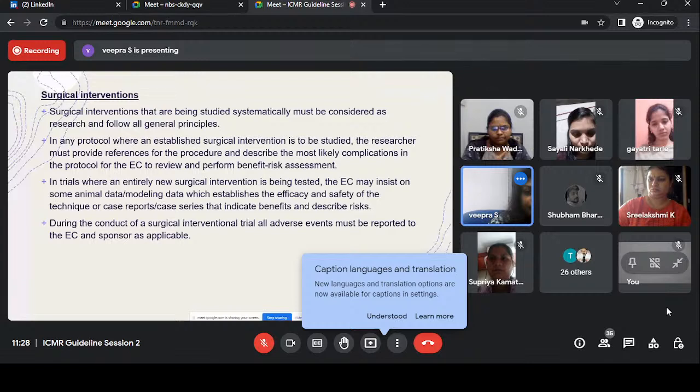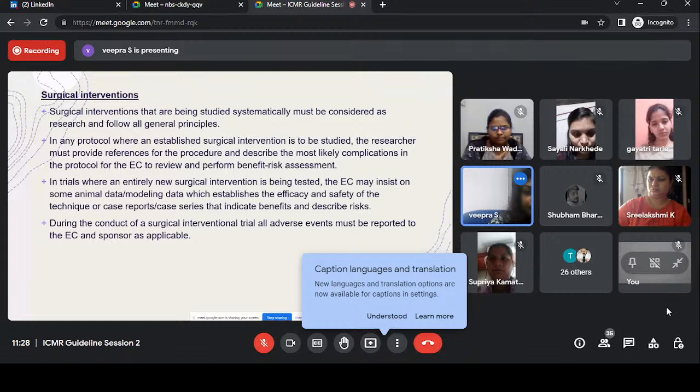Have you heard about placebo? Like a placebo drug, this is about placebo surgery. Sham surgery means placebo surgery.